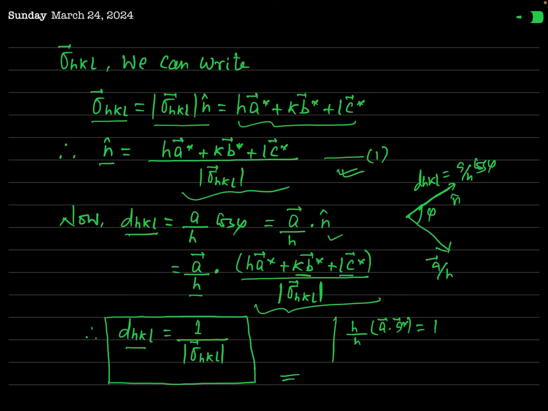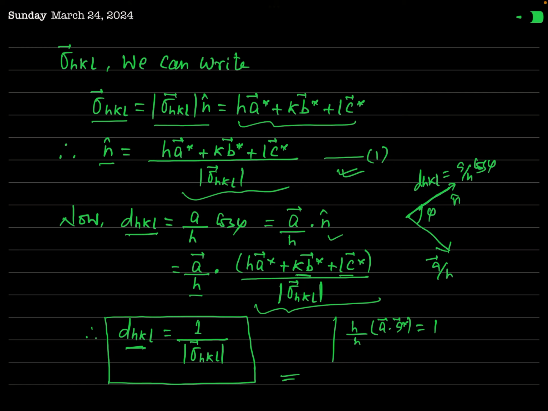So I hope you have clearly understood this property, that the interplanar separation of the planes hkl, which is denoted by d_hkl, is simply equal to the reciprocal of the magnitude of the reciprocal lattice vector. So these were the important properties of the reciprocal lattice vector.